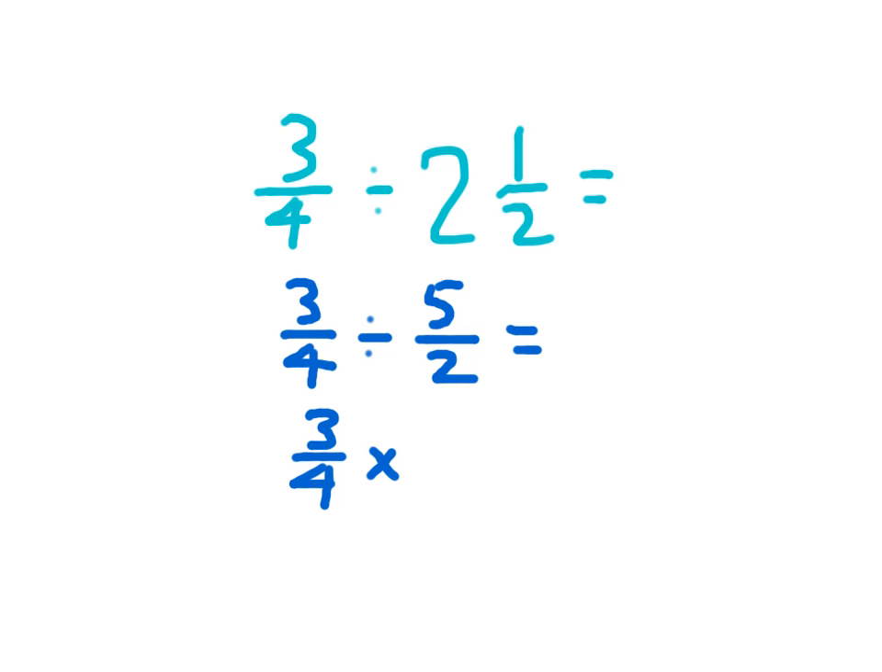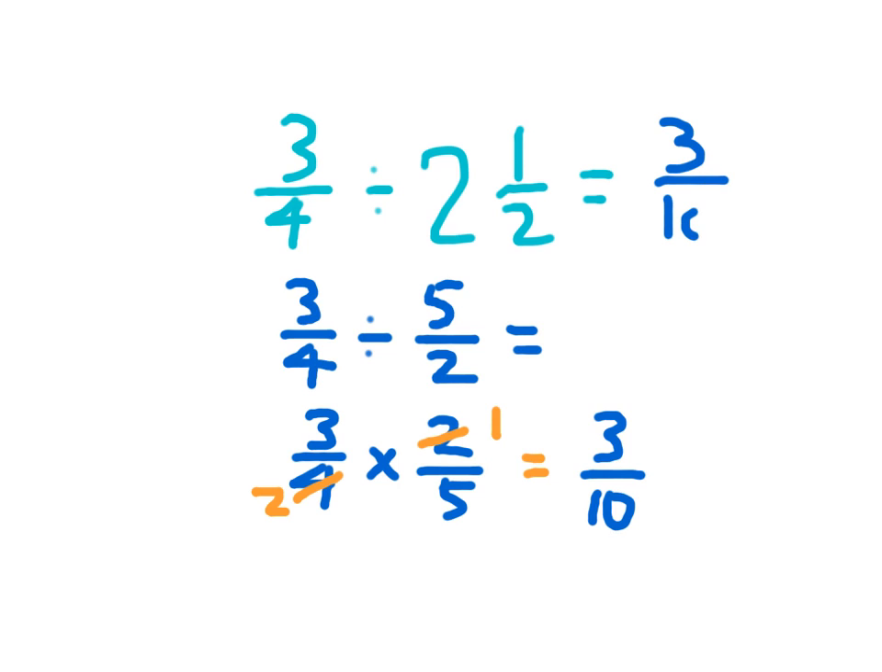The reciprocal of 5/2 is 2/5. If I go ahead and use the common factor approach to simplify this, 2 becomes a 1, 4 becomes a 2, because that was 2 times 2, and then I can finish solving my problem. 3 times 1 in the numerator is just 3. 2 times 5 in the denominator is 10. And then I can write my answer where it belongs. Read that whole number sentence with me. 3/4 divided by 2 1/2 is equal to 3/10.